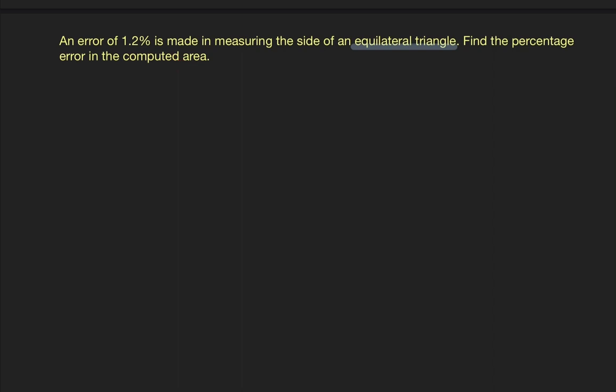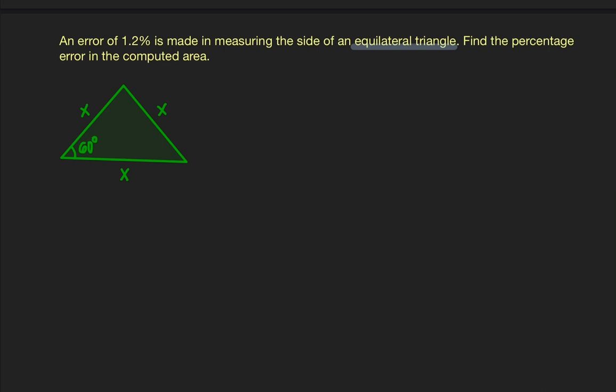So how does an equilateral triangle look? An equilateral triangle is an equiangular triangle. All sides and all interior angles are equal. And remember that for a triangle, the summation of all interior angles is 180 degrees. Because all angles are equal, each interior angle here is 60 degrees. If we let x be the side of the equilateral triangle, this side here is x, this side here is x, and this side here is also x.